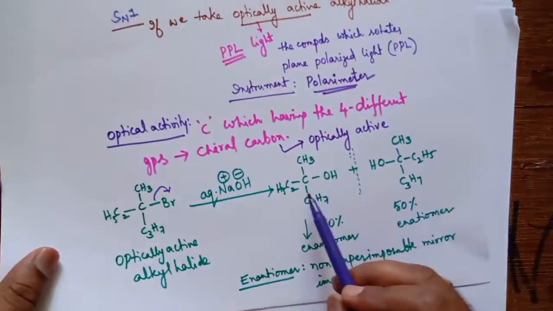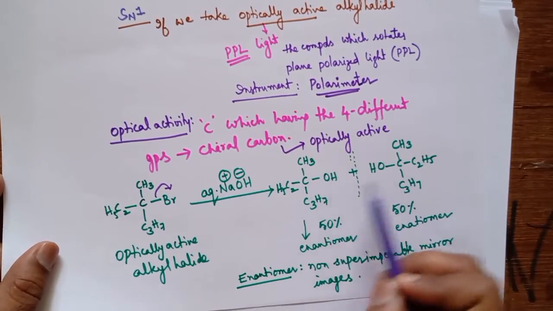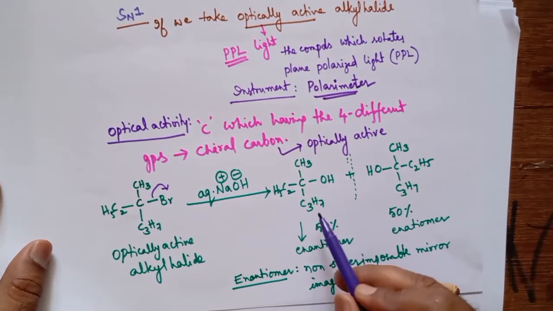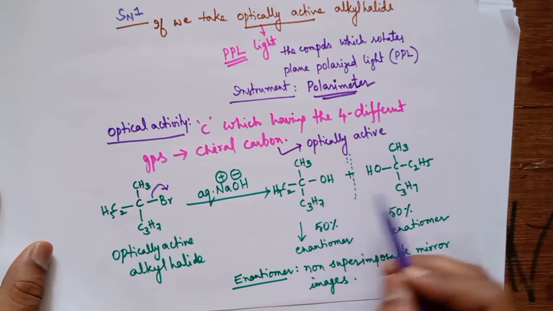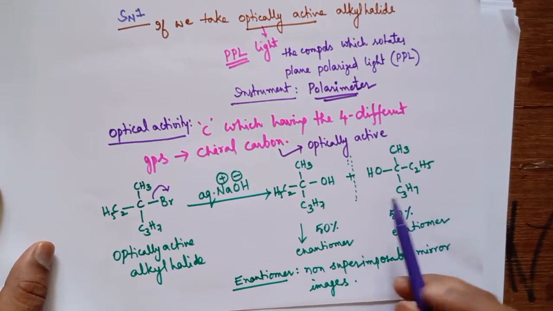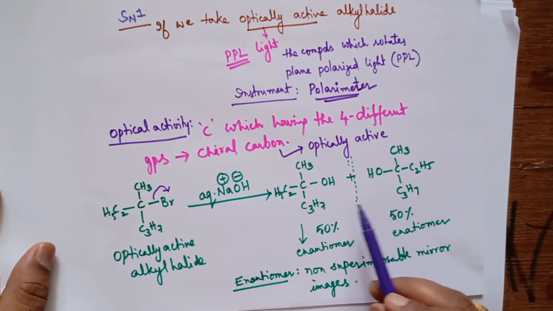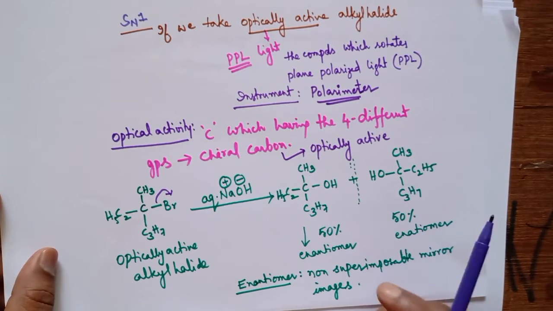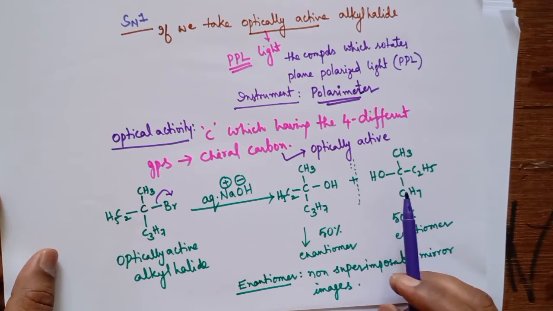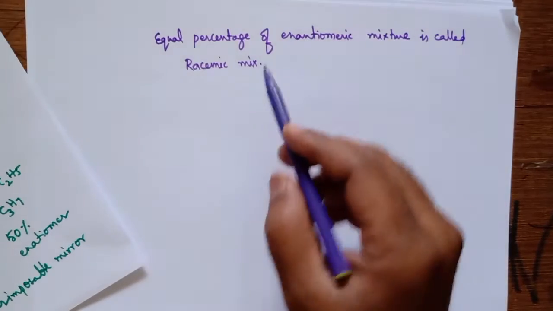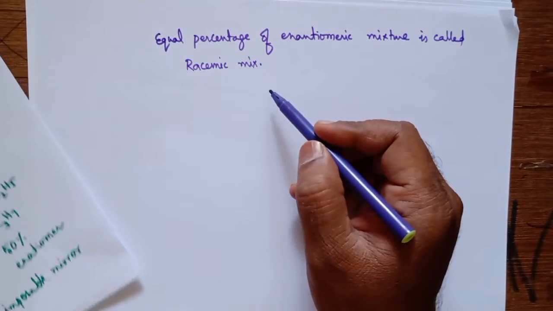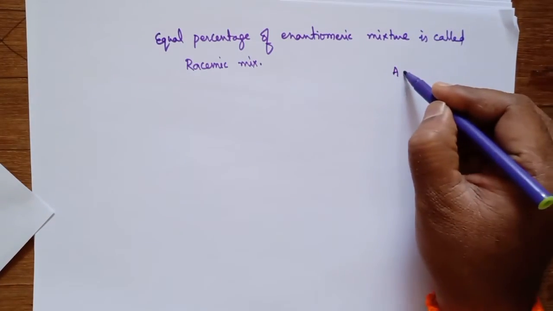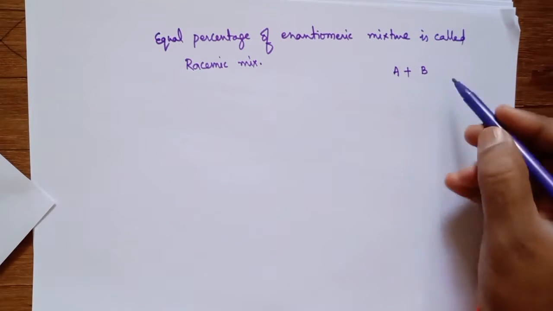Both of these together in 50% each, if you take them in a watch glass or in a test tube, 1 gram of this one and 1 gram of this one, and mix both, that you can call an enantiomeric mixture. 50% of this one and 50% of this one, in equal percentages of two enantiomers, you call it a racemic mixture, right? Just for your understanding, I am mixing A and B.